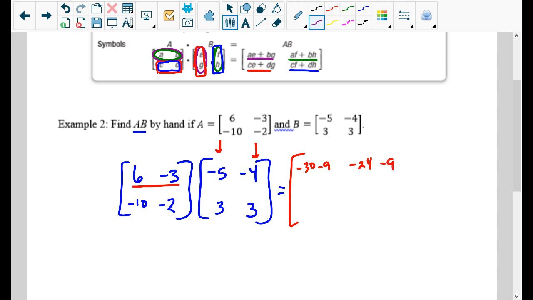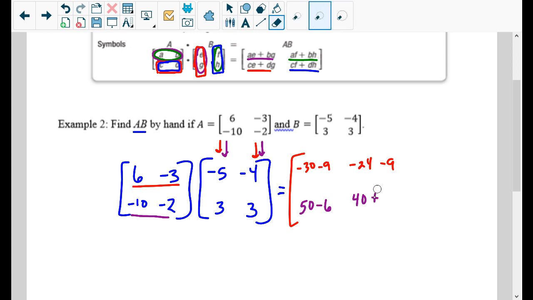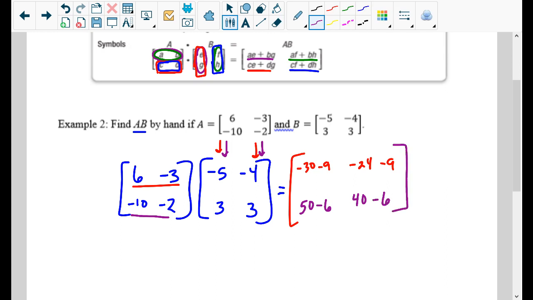Now I'm going to do my bottom row. Again I'm looking at this first column, so -10 times -5 is +50. -2 times 3 is -6. And then I'm going to take a look at my bottom row and my right column. So -10 times -4 is a positive 40. And -2 times 3 is a negative 6. And now I can just simplify my values here.